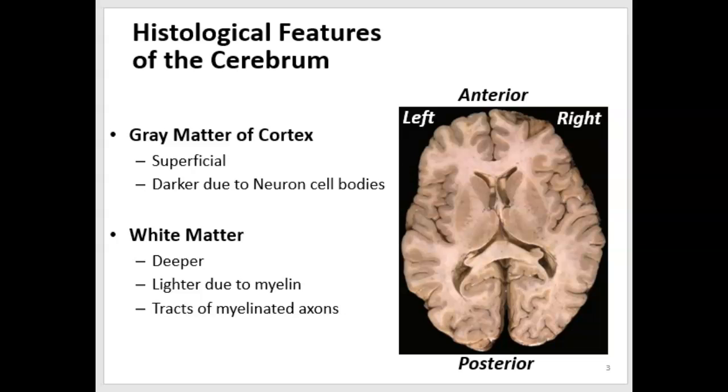Cell bodies have nuclei and other organelles that appear dark. The lighter tissue that I called white matter, which is deeper, appears lighter because there's myelin present in those locations. And so if there's myelin, there must be axons. So myelin appears white, and it indicates the location of axons traveling in the brain.